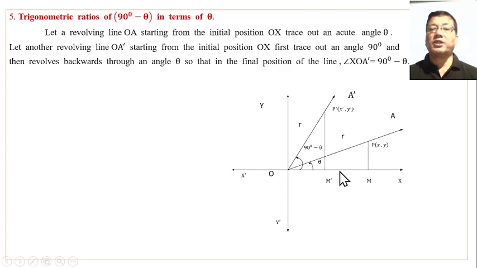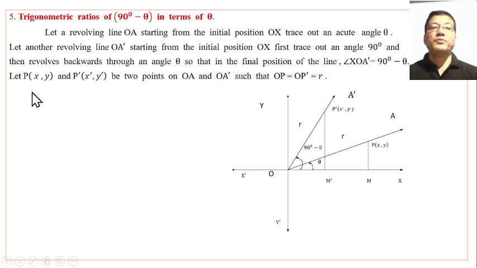Let P(x, y) and P dash (x dash, y dash) be two points on OA and OA dash such that OP equals OP dash equals r. As per the picture, the coordinates of P and P dash are determined from the origin.